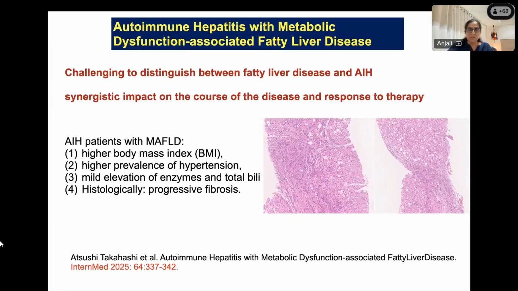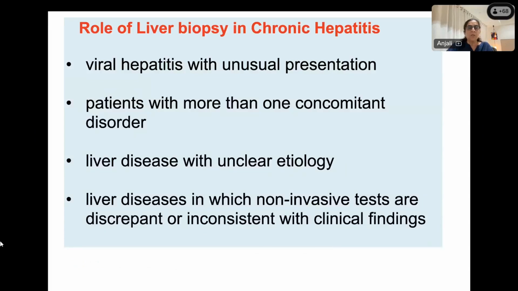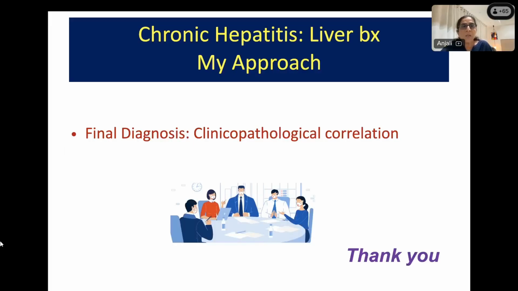So I think this is my last slide. The role of liver biopsy in chronic hepatitis is in viral hepatitis with unusual presentation, patients with more than one concomitant disorder, liver disease with unclear etiology, and liver disease in which non-invasive tests are discrepant or inconsistent with clinical findings. And thank you very much. So after all, the final diagnosis is all clinico-pathological correlation.